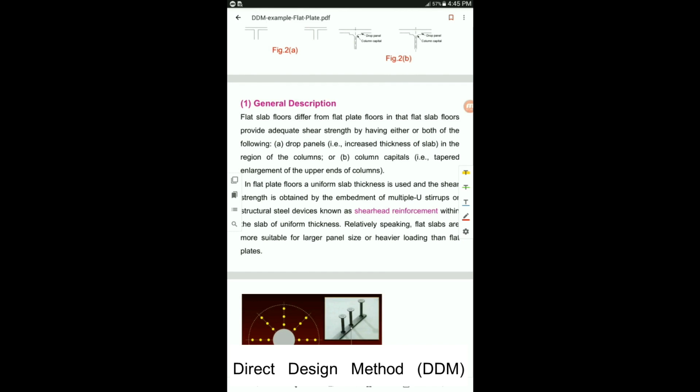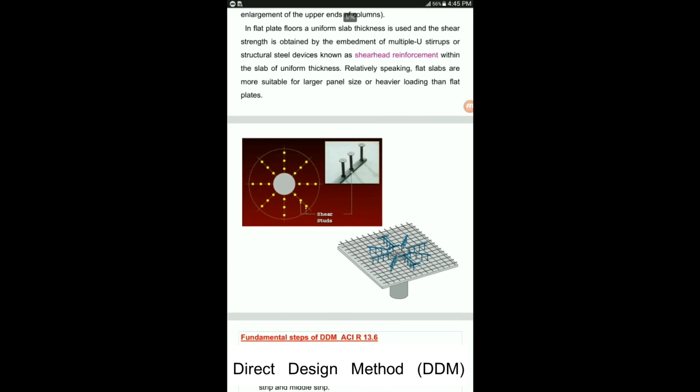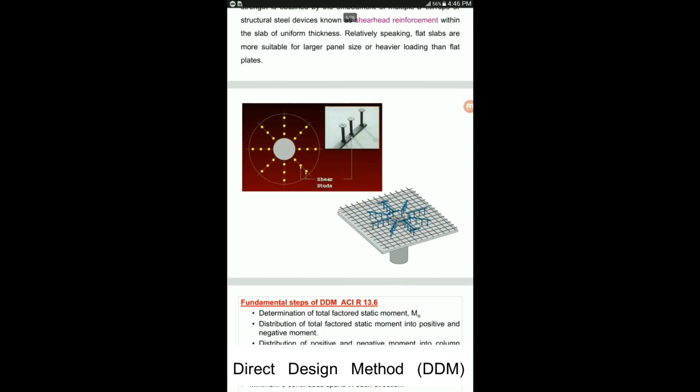In our previous discussion, we have understood the reasons for providing these drop panels and column capitals, as these slab systems undergo a failure called punching shear. So in order to avoid this kind of failure, drop panels and column capitals were provided in the flat plate slab system, and this converted it into a flat slab system. In the case of flat plate systems, because these elements are absent, you have to provide a special shear reinforcement, which is called shear head reinforcement, as shown here. So the absence of drop panels and column capitals is compensated by this special kind of shear reinforcement.